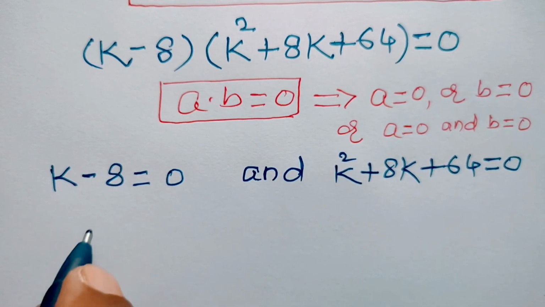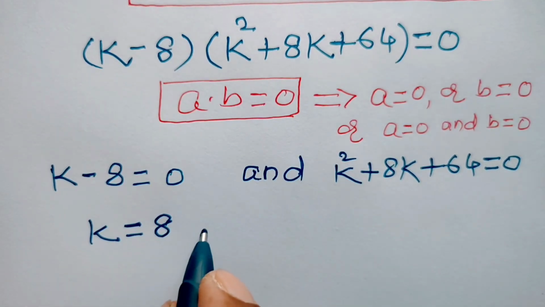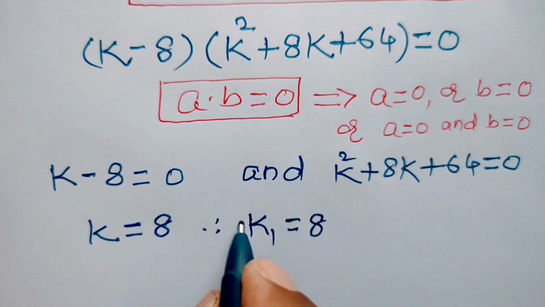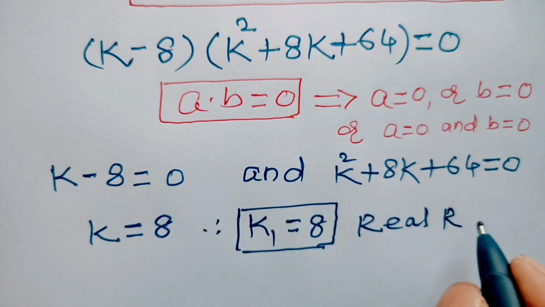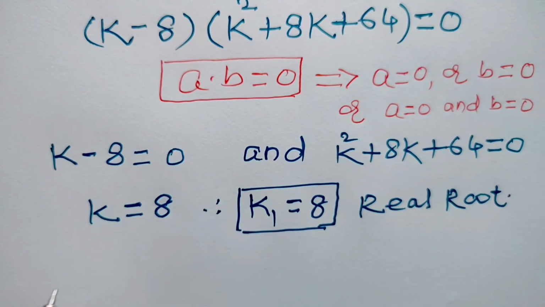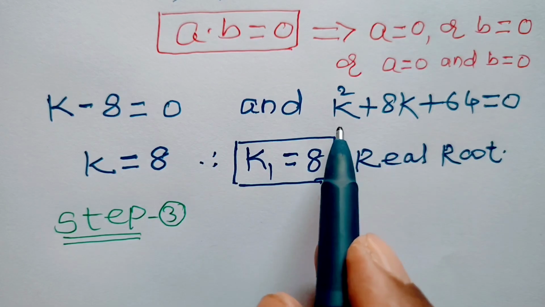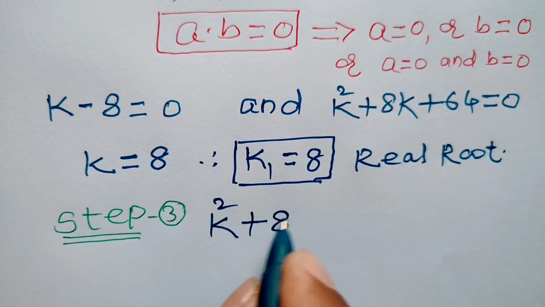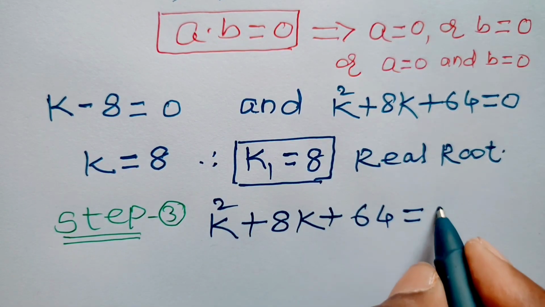Here k minus 8 is equal to 0 gives k is equal to 8. Consider this as k1, which is equal to 8. This is the real value or real root. Step 3. k square plus 8k plus 64 is equal to 0.